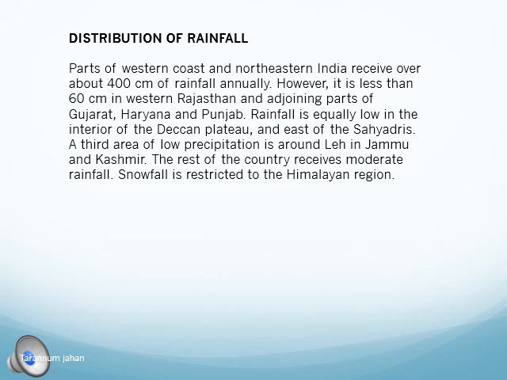So now, because Ladakh is situated towards the north, that is, at the back of the Himalayas, these winds which are carrying the moisture cannot reach Ladakh, and that is the reason why Ladakh has less rainfall, of around 20 centimeters. The rest of the country receives moderate rainfall, and snowfall is restricted only to the Himalayan regions. So along with this uneven distribution, the annual rainfall is also highly variable in overall India, if we see.